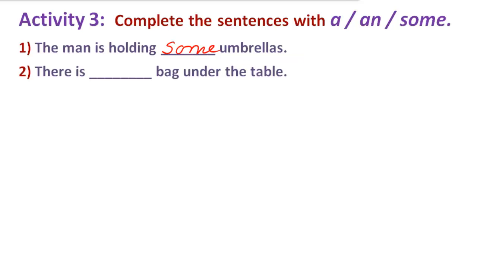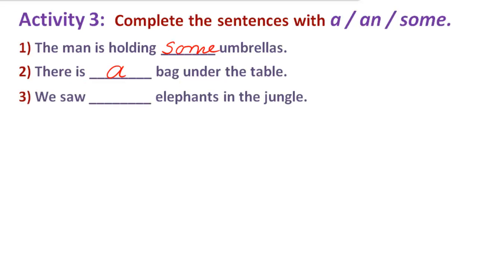There is a bag under the table. The sentence begins with there is and it identifies that the noun should be singular, bag. So, the word begins with a consonant here and we have to put a. There is a bag under the table. Number 3. We saw some elephants in the jungle and we can find the main word elephants is plural here, and we have to put here some elephants.